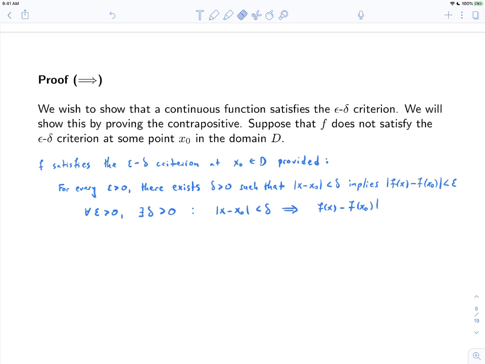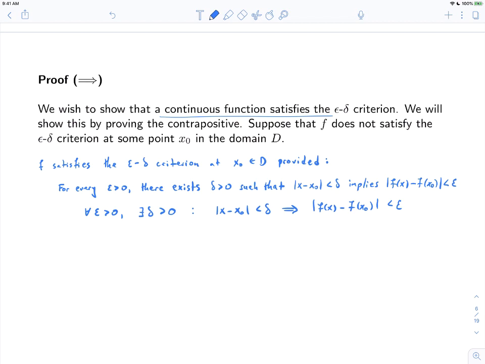That's supposed to just be a single absolute value symbol, less than epsilon. My goal here is to prove the contrapositive. So that means I want to deny the conclusion and show that the original hypothesis can't be true. Well, this is the conclusion that we've written down here. Our hypothesis is that the function is continuous. And we want to show that the conclusion being false would imply that the original hypothesis is false.